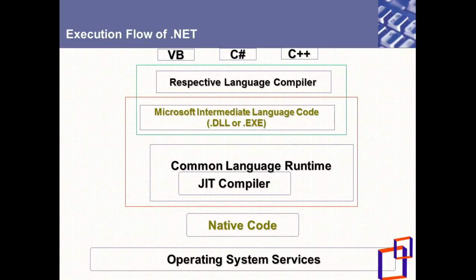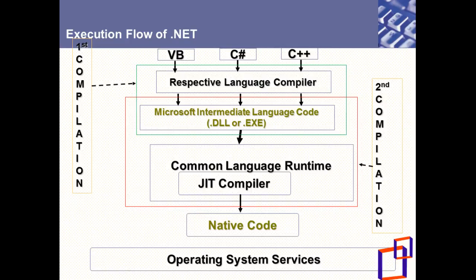In this slide we are identifying the execution flow of the .NET application, how it goes on. The complete .NET execution contains two steps: the first compilation and the second compilation. Whatever source code is written by the developer will be compiled by the respective language compiler, and automatically it will generate the Microsoft Intermediate Language code. Again, the Microsoft Intermediate Language code will be executed by the JIT compiler that is present within the Common Language Runtime, that is the CLR.